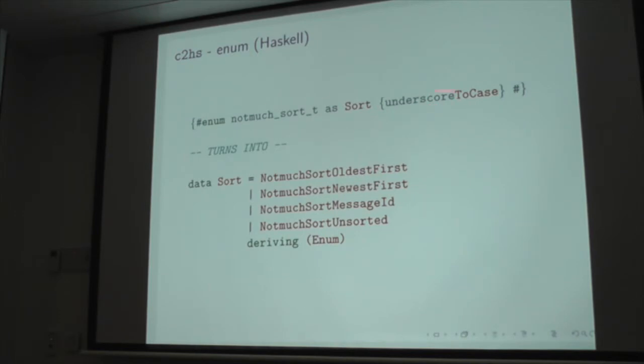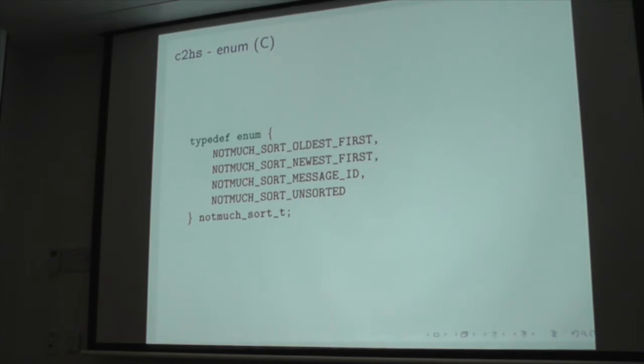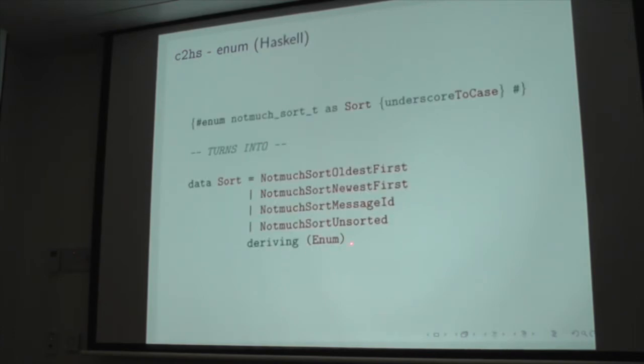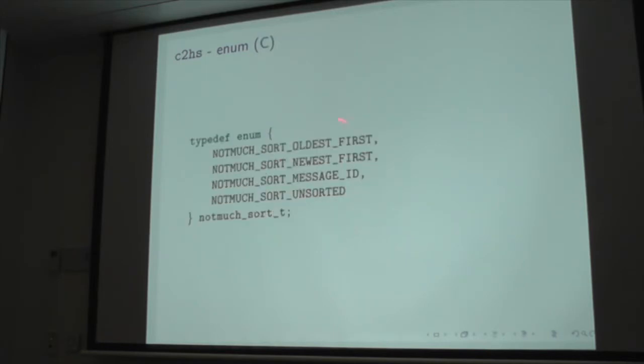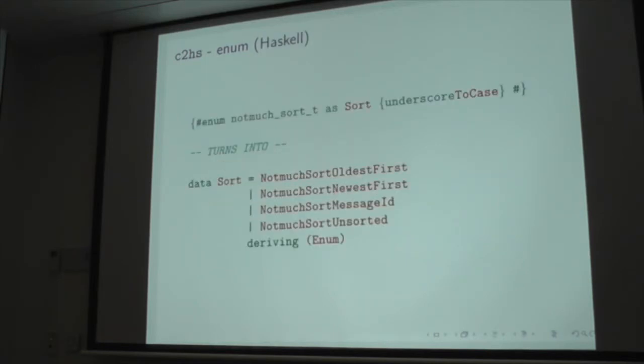Now when the preprocessor processes this, it's going to turn it into this declaration. So we have data Sort, and then we've got four nullary constructors with names based on the names that we had over here. And then we derive Enum. If your enum type has explicit numbering, for example, if you don't start at 0 for some reason, then it's actually going to write out explicit Enum instances rather than deriving it. But if it's simple and you don't have any explicit numbering for your enum values, then it's just going to derive Enum.